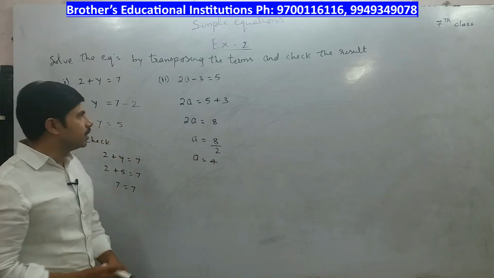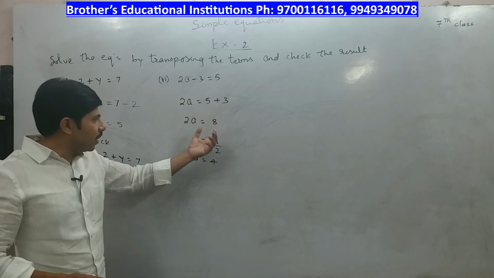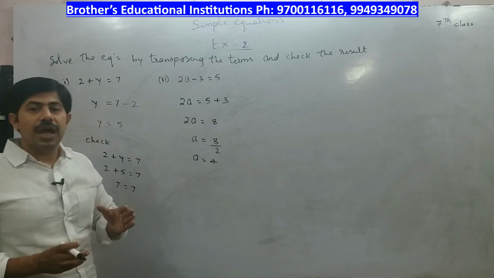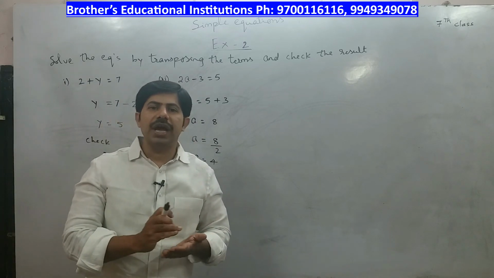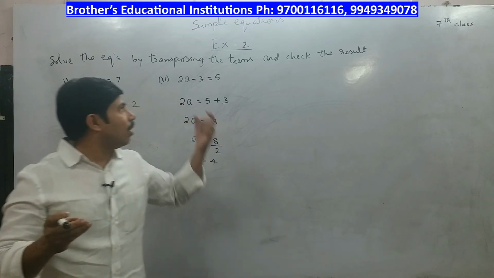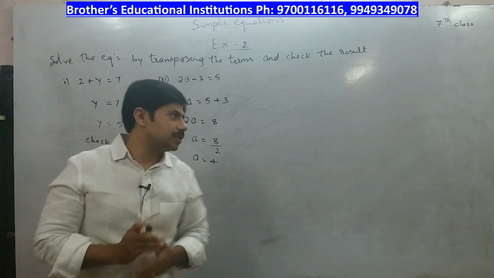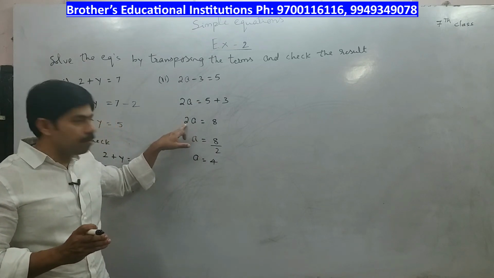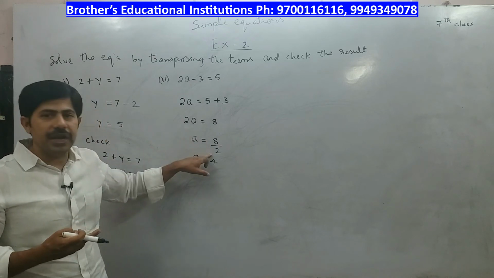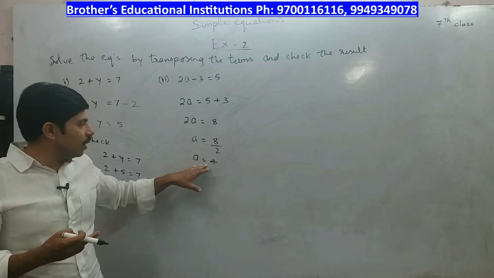Okay, I will just repeat this. See, first we will transpose minus 3, it will become plus 3. So 5 plus 3, what we got is 8. So 2 times a is equal to 8. See, 2 times a means 2 and a are in product. As we are using the method of transposing the terms, this 2 should get transposed. As 2 and a are in product, when we transpose the product term, it will divide. So 8 by 2 is nothing but 4. So we got a value as 4.